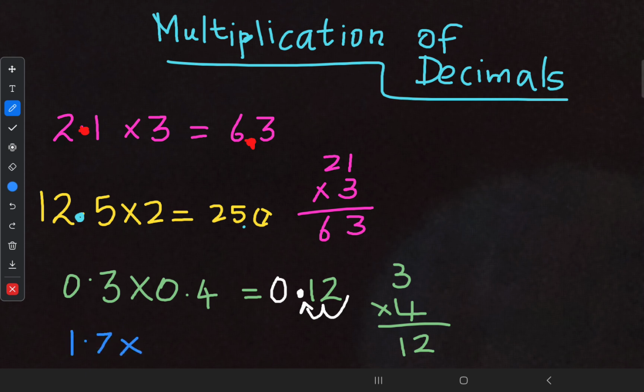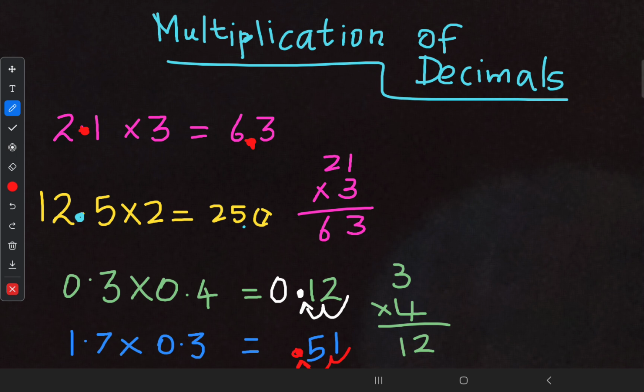1.7 multiplied by 0.3. 17 times 3 will be 51. Here you can see one digit after the decimal point, and here also one digit after the decimal point. So in total, two digits after the decimal point. From its last, you have to place your decimal two numbers before. So your decimal should be here.